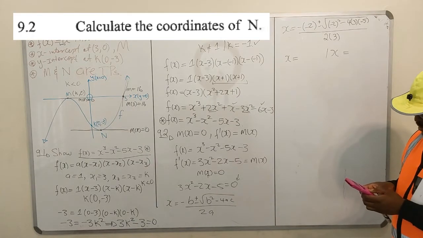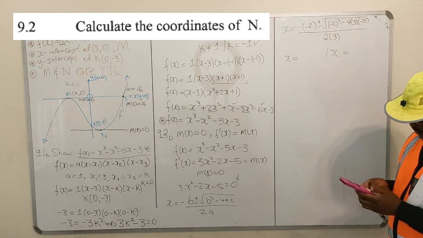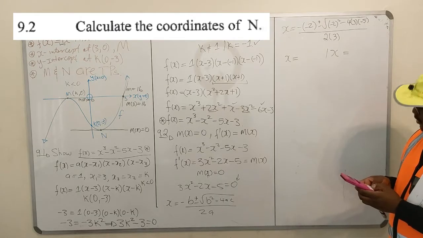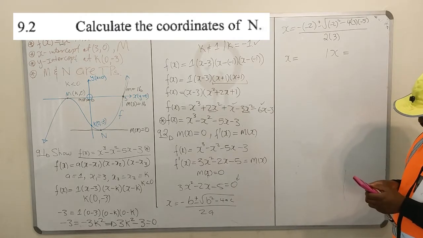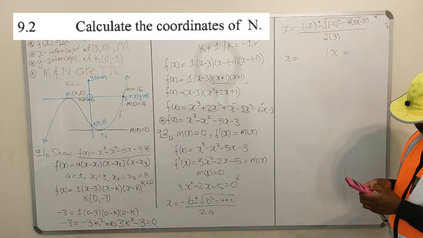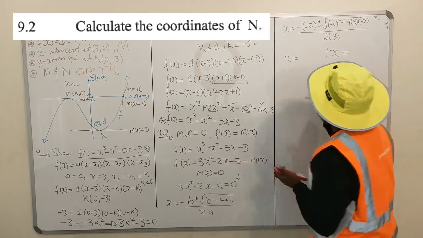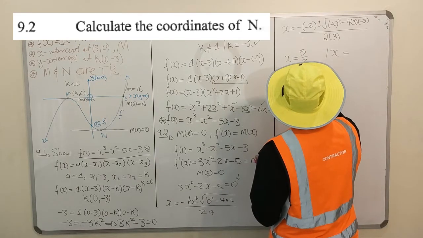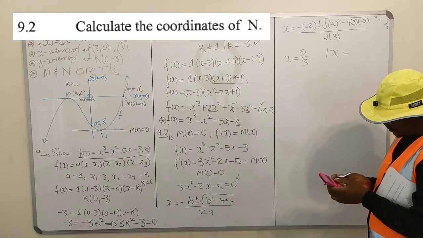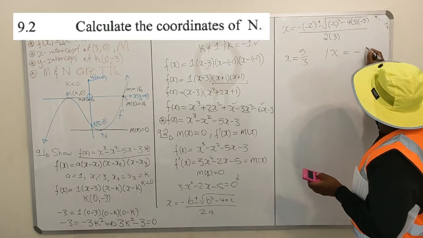Negative minus 2 plus the square root of negative 2 squared minus 4 into a, which is 3, c, which is minus 5, over 2 into 3. We get our x is equal to 5 over 3. What is our second x value? Is equal to minus 1.